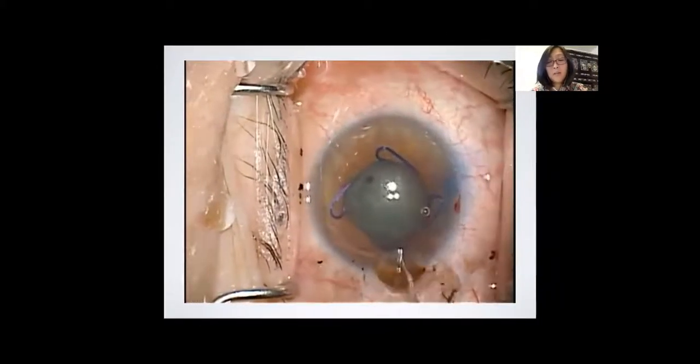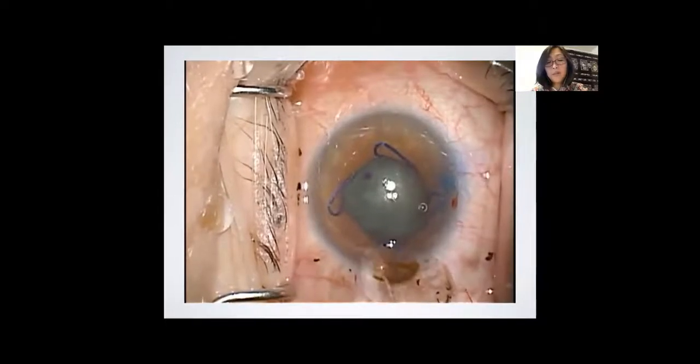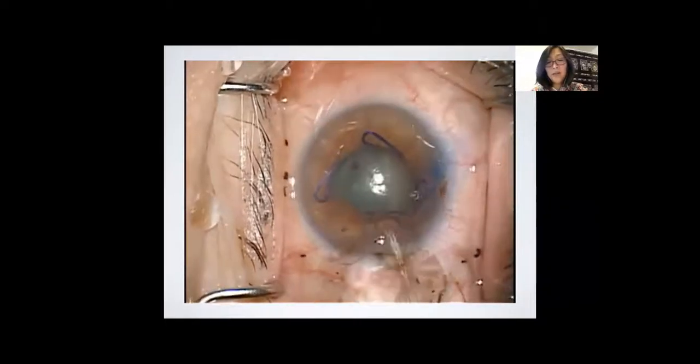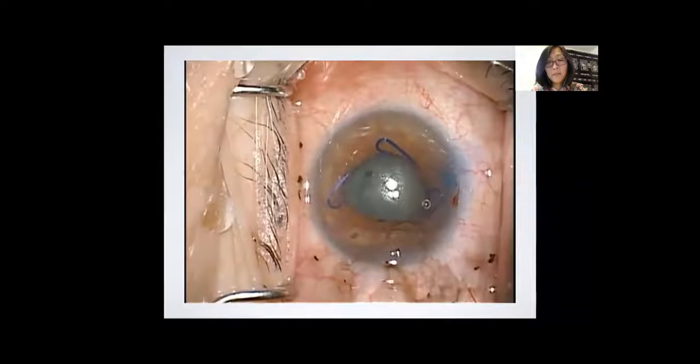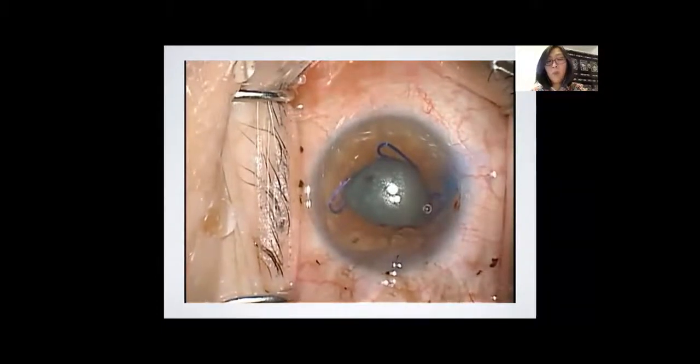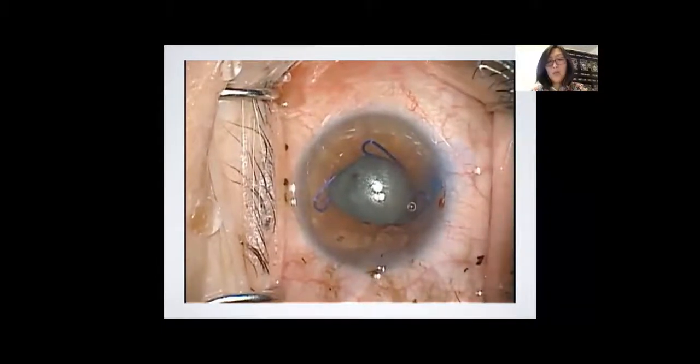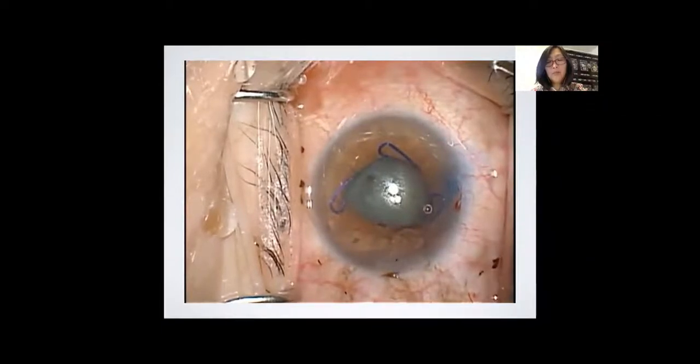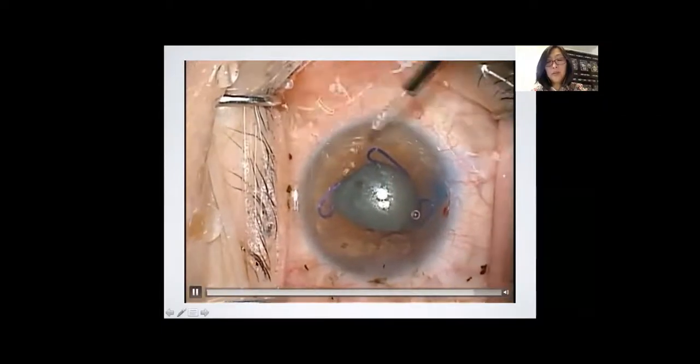I like to use a very dense cohesive. You can see this is, again, a floppy iris syndrome case, trying to manipulate that iris, put that back inside the eye, and then really weigh it down in order to go ahead and perform this surgery in this particular case.